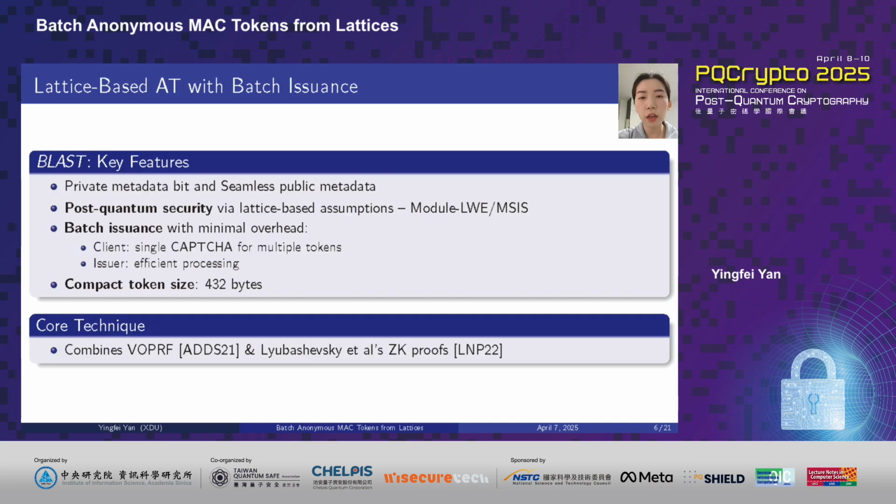Given the current situation and how important the features are, we've come up with BLAST, efficient batch issuance, lattice-based anonymous and secure tokens. BLAST is a key verification scheme that supports 2-round issuance, batch proofs, private metadata, and public metadata. Its security is based on a hash version of the modular LWE assumption. Thanks to recent advances in lattice-based blind signatures, our anonymous tokens are super compact, just 432 bytes. And our batch proof doesn't add much to the running time or the proof size compared to the single issuance proofs. We got these benefits by combining VOPRF with zero-knowledge proofs.